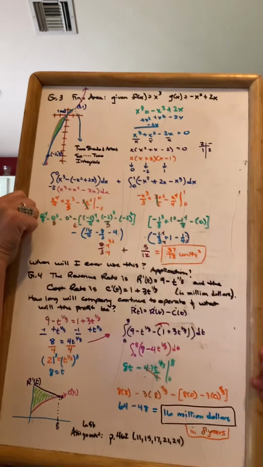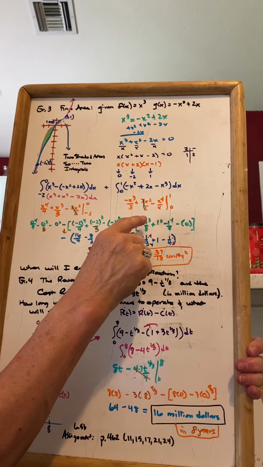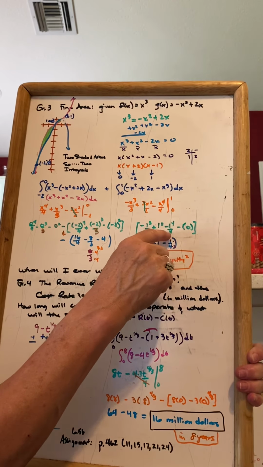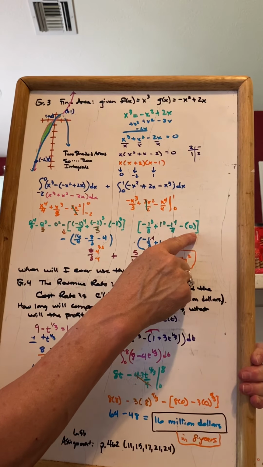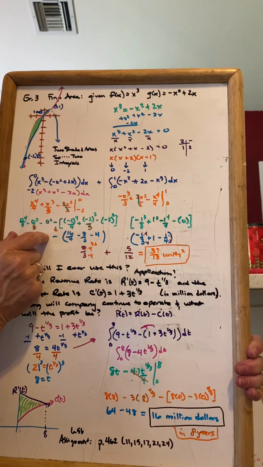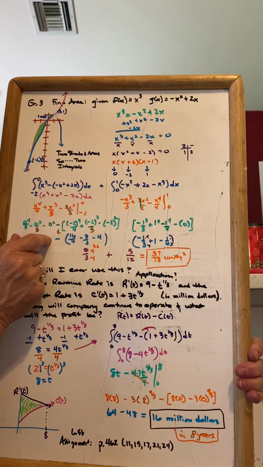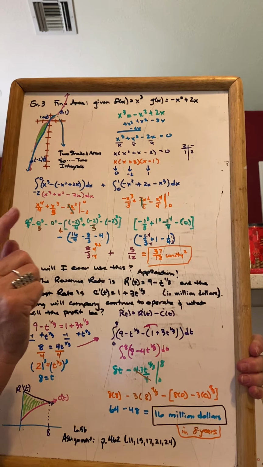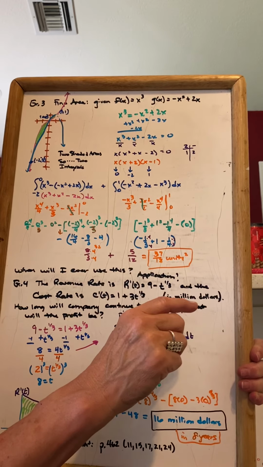So here we go with our math. Negative 1 cubed over 3 plus 1 squared minus 1 to the fourth over 4 minus 0. Why did I know it was 0? Because over here I had plugged in all the zeros and it became 0. Be careful with the 0 though, because like e to the 0 will become 1. So make sure you do the math out and check.